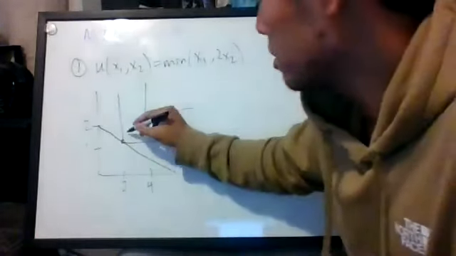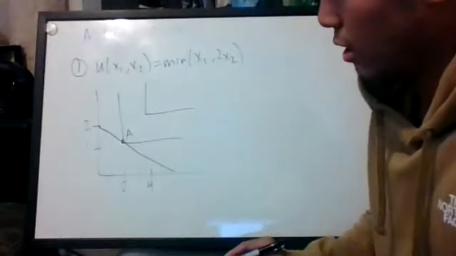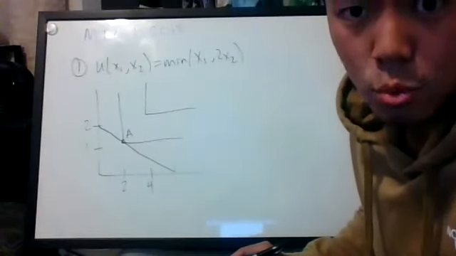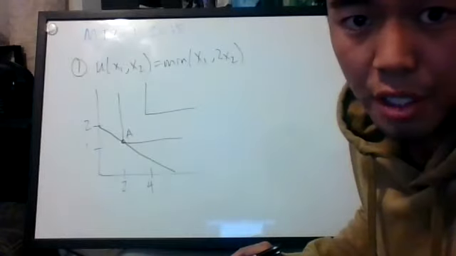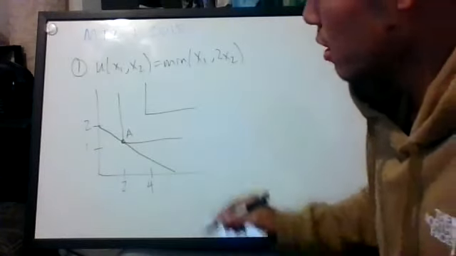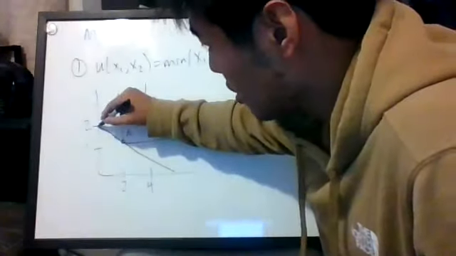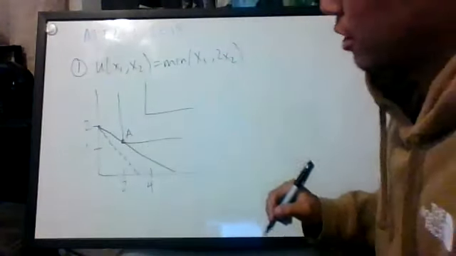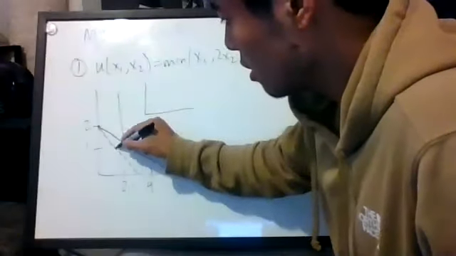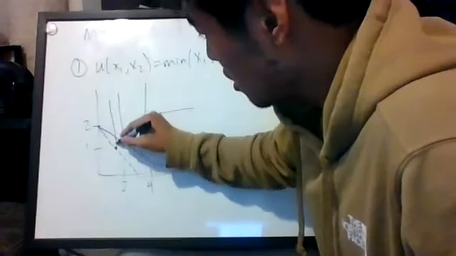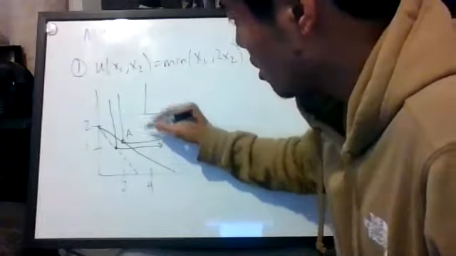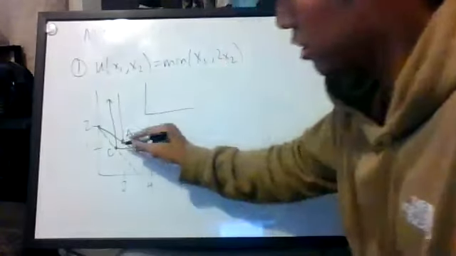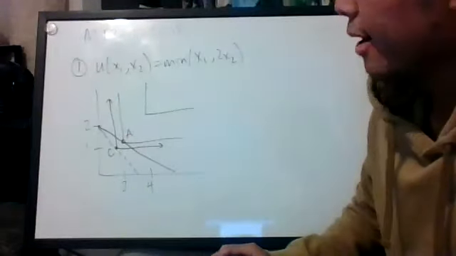So we're currently consuming here. This is our point A. And we're given that the price of commodity 1 increases from 1 to 2, meaning that our budget constraint is going to shift inwards like this, right? And we're going to get a new point C. That's right over here. It's going to be on a lower indifference curve.